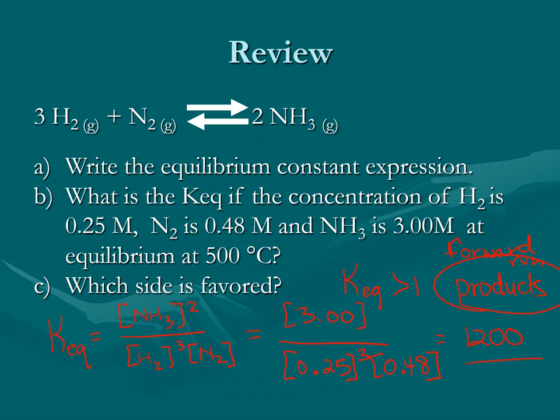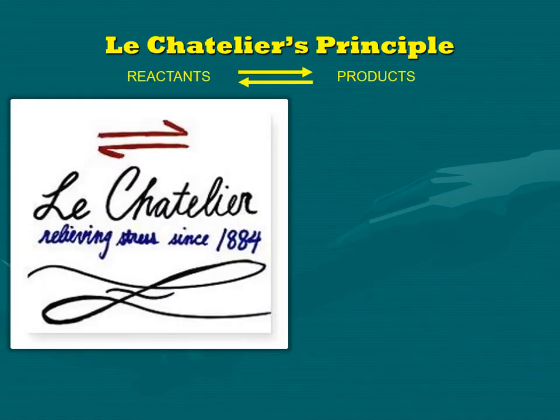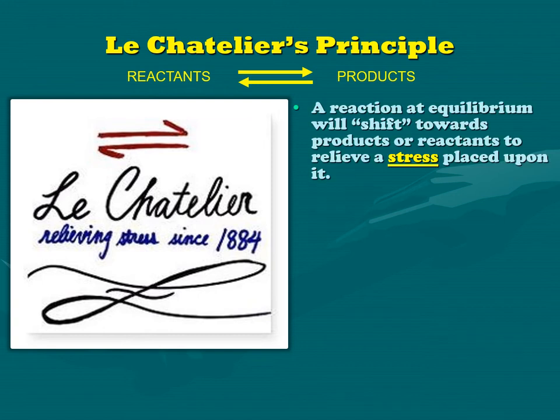So let's continue with this and see, well, what if I want to produce more products and have the equilibrium shift a little bit? And that's what today's lesson is about. Le Chatelier's principle in general says that when a reaction is at equilibrium, it will shift towards the reactants or products to relieve a stress.